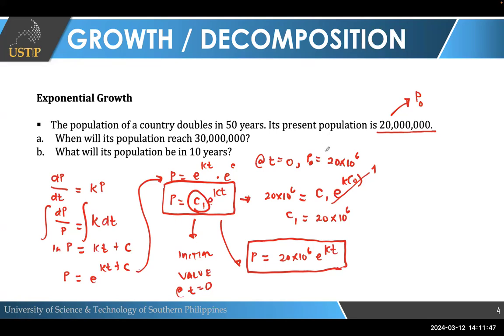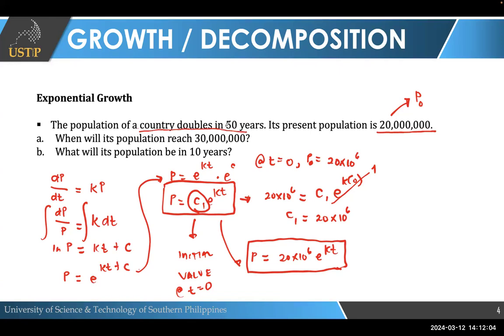Okay, so karon class, unsa pa man ang ato ang isa ka pangitaon? The value of k. Okay, asa man ta makakuha ana? Makakuha ta ana diri class sa iyang statement nga the population doubles in 50 years.